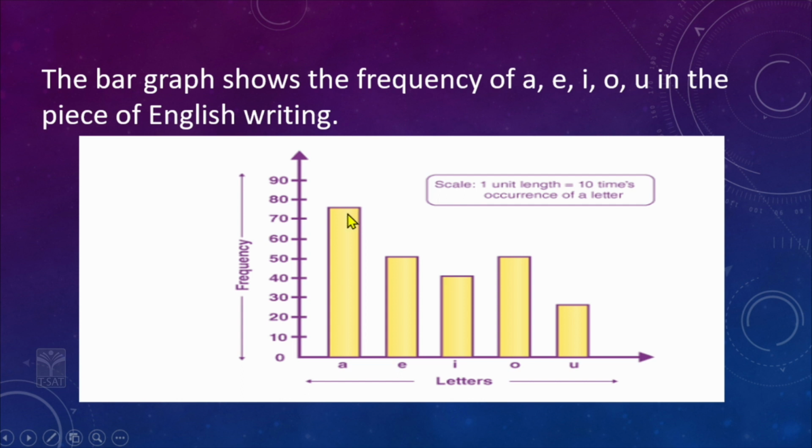A lies between 70 to 80, E lies between 50 to 60, and I lies between 40 to 50, and O is mostly equal to 50, and U is approximately equal to 30. Okay. So now some questions are asked in this area. So, very important thing here. Now, see that.